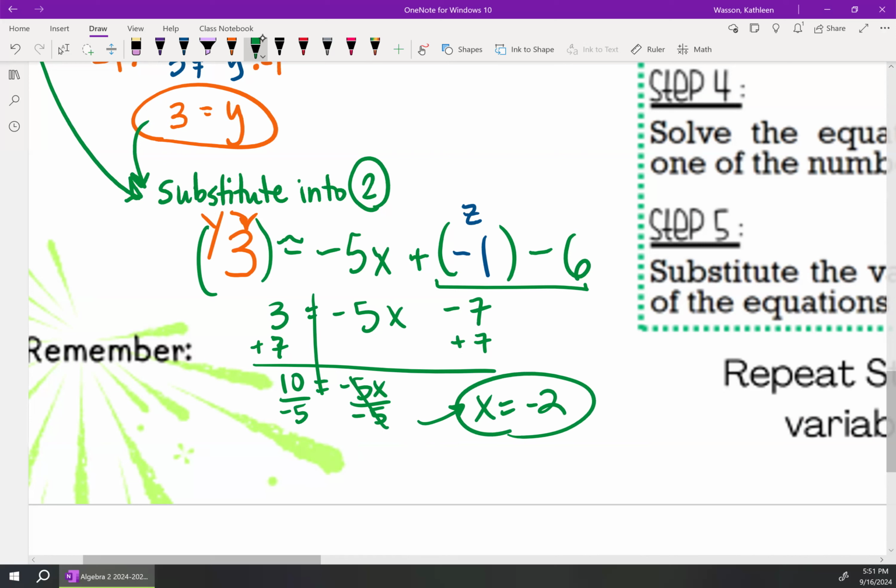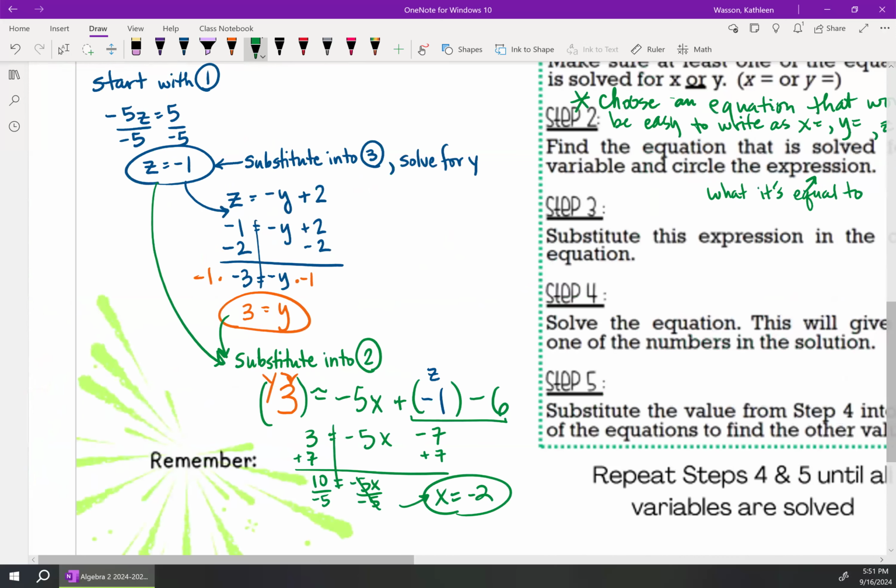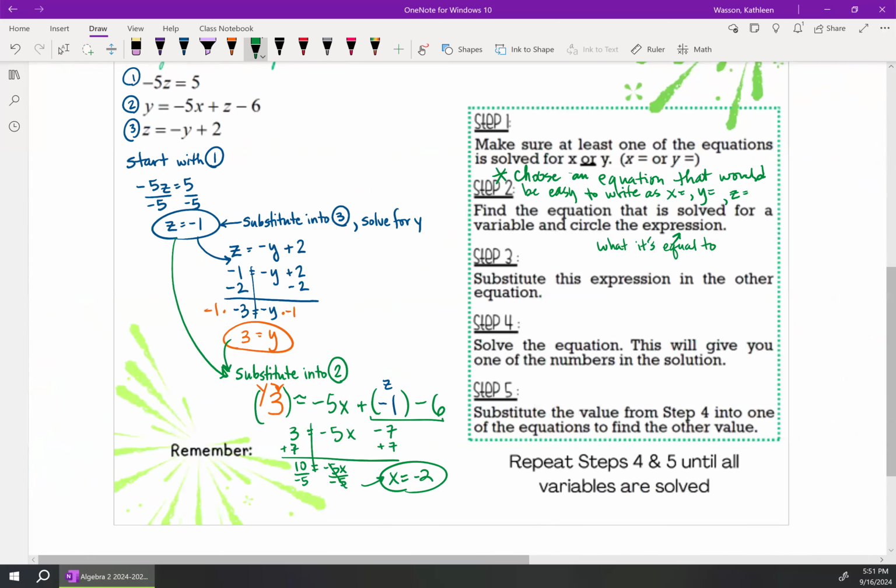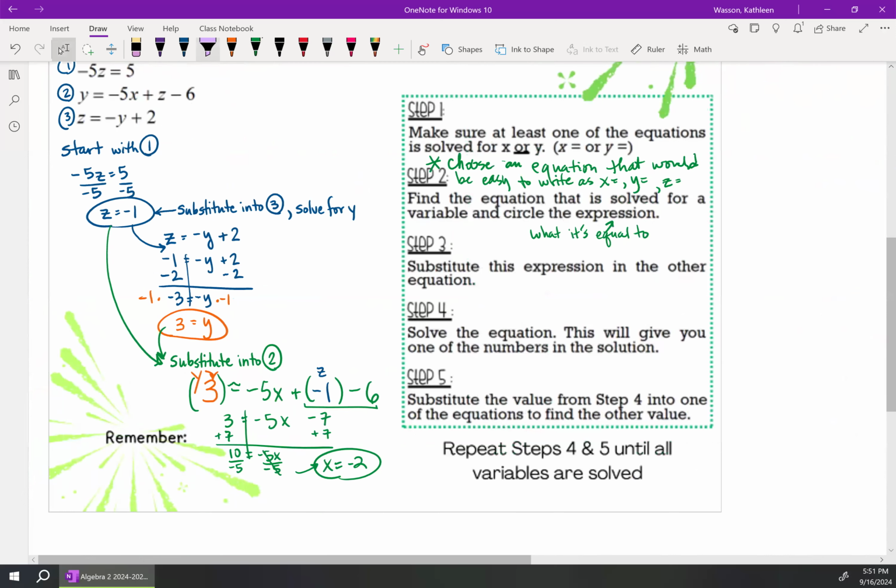So I found a value for x and y and z, and I need to write this as an ordered triple. Make sure that you write it in order, x, y, z. My solution is negative 2, 3, negative 1.